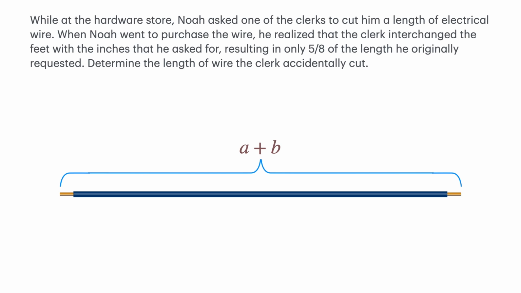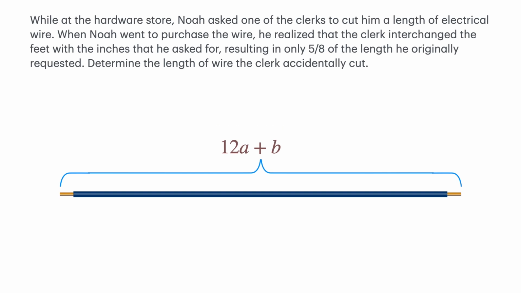We wait until the conclusion of our solution before eventually formalizing our measures. Since there are 12 inches in a foot, we express the length of wire as 12A plus B, and of course, this seems to make more sense. This is the original amount of wire that Noah requested.